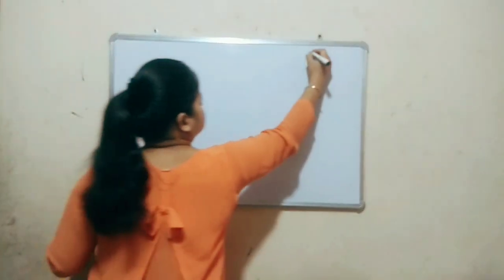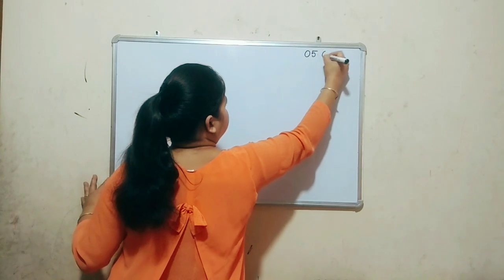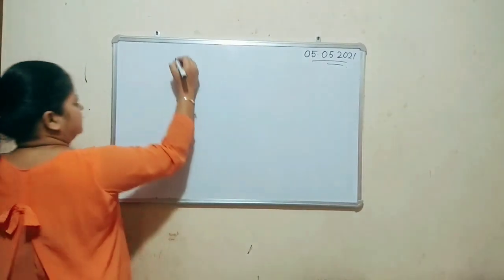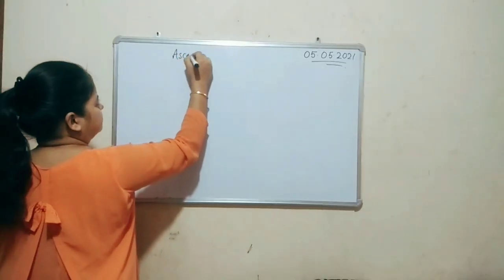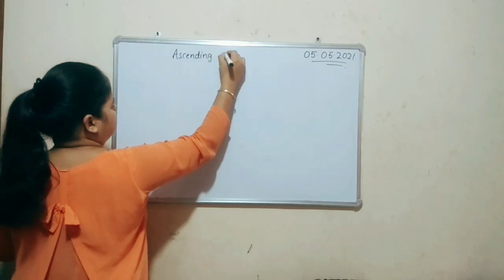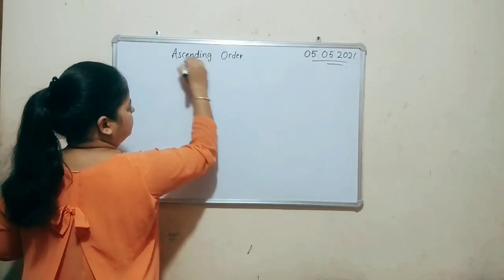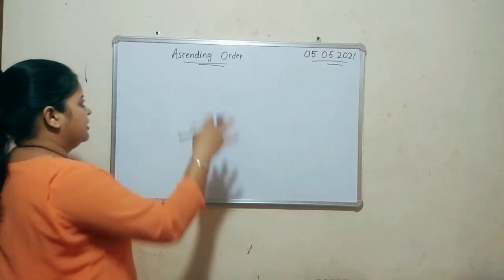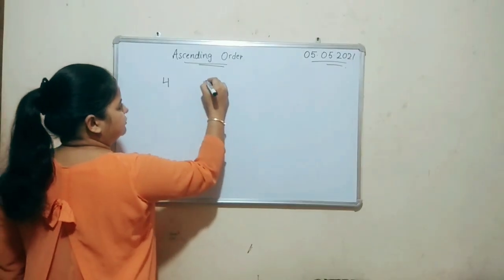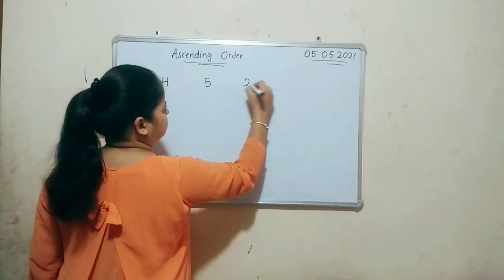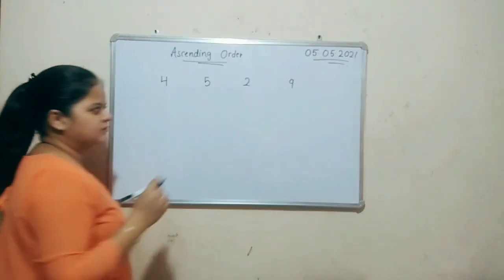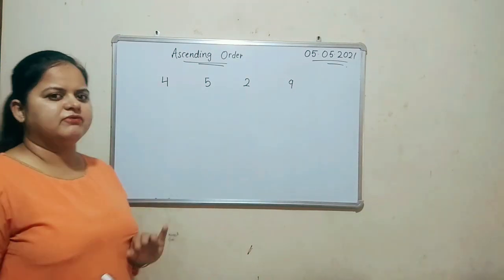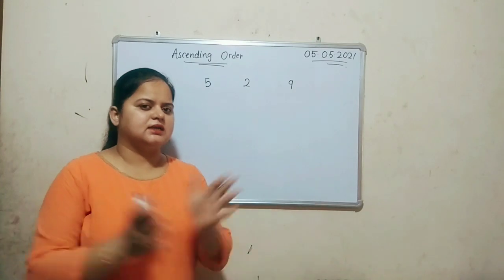Okay, today is 5/5/2021 and the topic is ascending order. First of all, we will do the ascending orders. After then we will do descendings also. Okay, here we have four numbers: 4, 5, 2, 9. We have four numbers and we have to arrange them from smallest to greatest number.